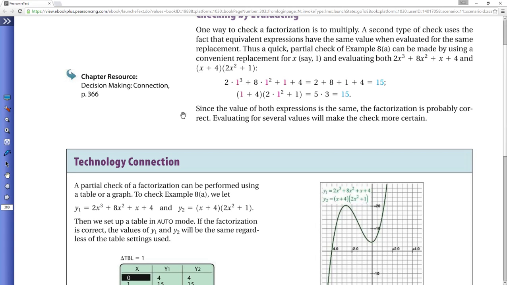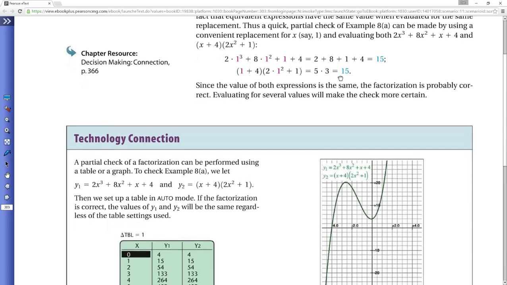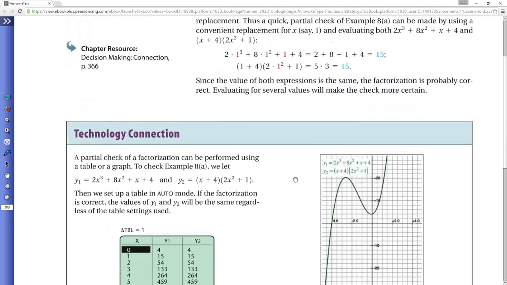So they put 1 in, they do the calculations, you know, the first expression is 2x cubed plus 8x squared plus x plus 4. Well, they put 1 in for x, they get 2 times 1 cubed plus 8 times 1 squared plus 1 plus 4, I end up with 15. If I go to my factored one, put 1 in here, I get 15. That's a pretty good indication that we did this okay.